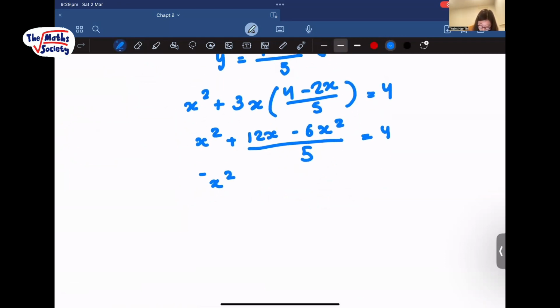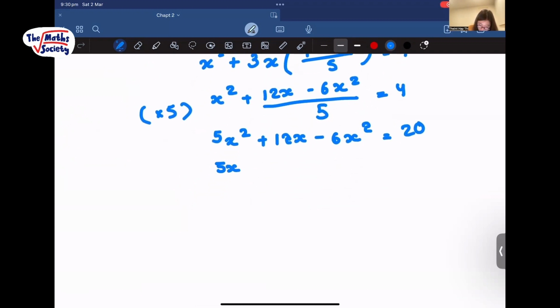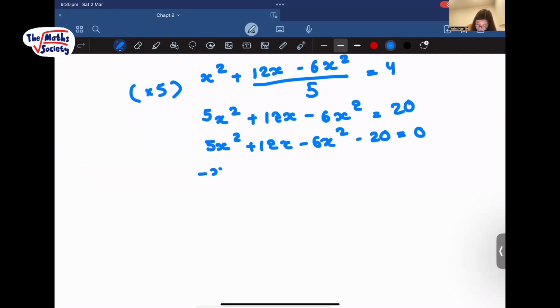Yep, 5x squared plus 12x minus 6x squared equals, we multiply it by 5, I mean. So we have 5x squared plus 12x minus 4 is equal to 20. Yep, and then you'll have 5x squared plus 12x minus 6x squared minus 20 equals 0. And then you'll have minus x squared plus 12x minus 20, which equals 0.